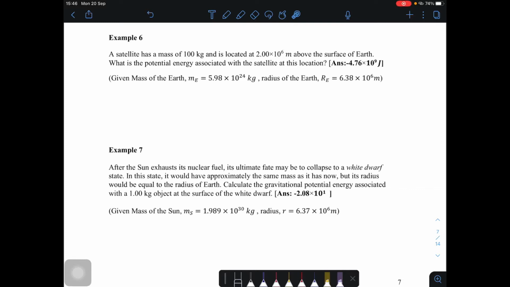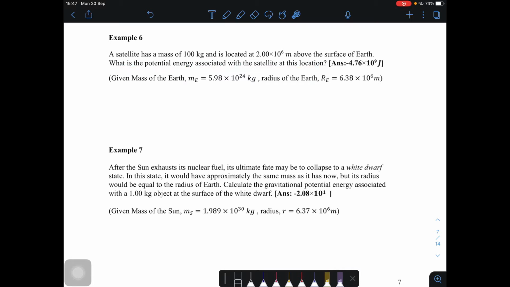Okay, let's look at example 6. A satellite has a mass of 100 kg and is located 2 exponent 6 meter above the surface of Earth. What is the potential energy associated with the satellite at this location?